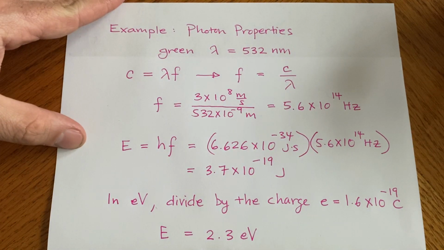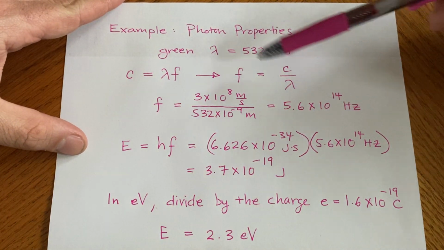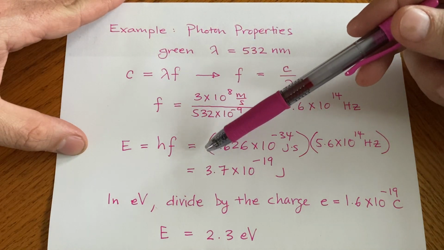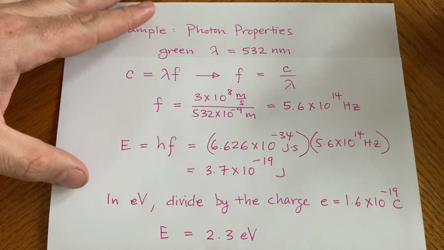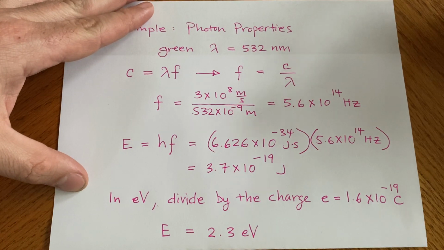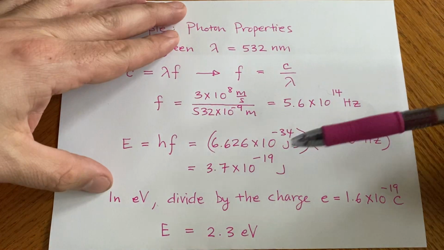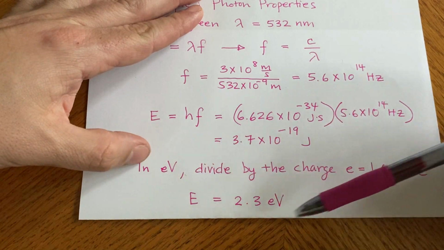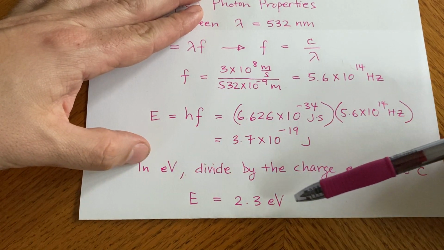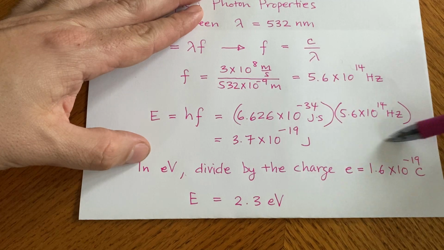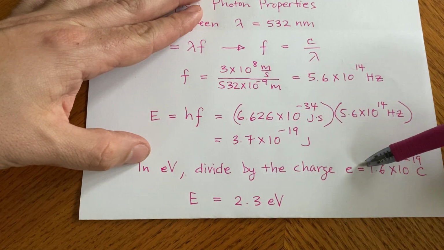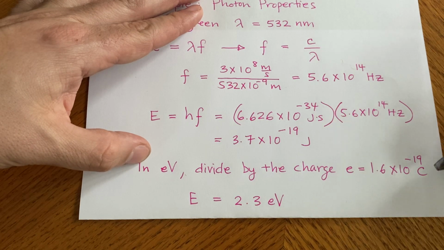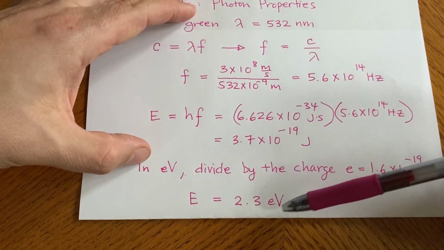Now, when we're talking about photons, it's fairly common to convert this energy into electron volts, which we've done a little bit of before. All you have to do to take it from joules to electron volts is divide by the elementary charge, 1.6 times 10 to the negative 19 coulombs, and you'll get 2.3 eV.